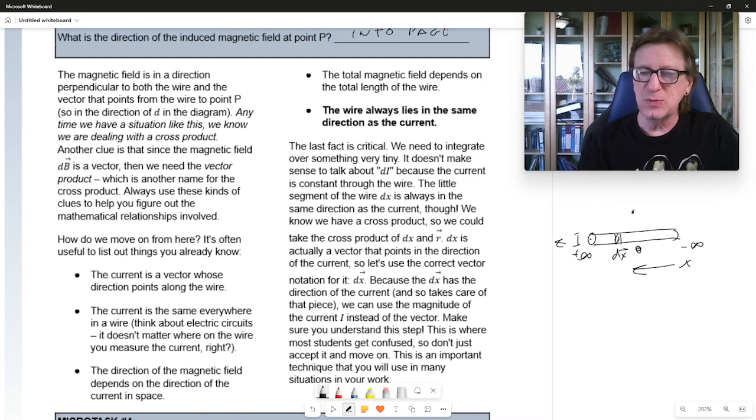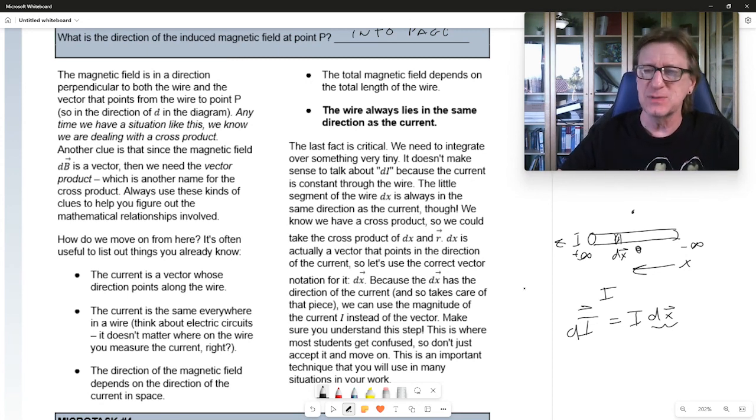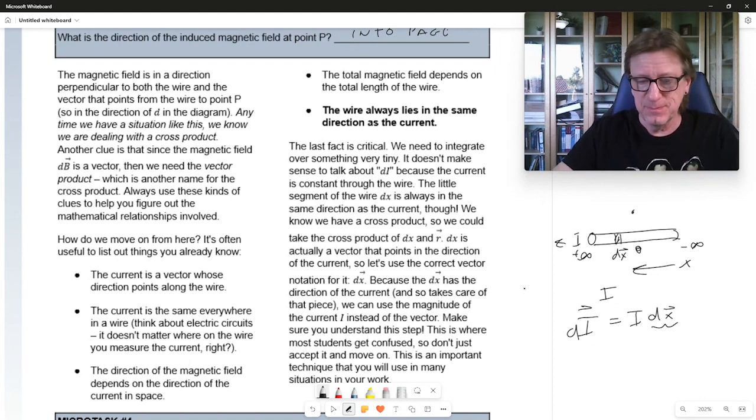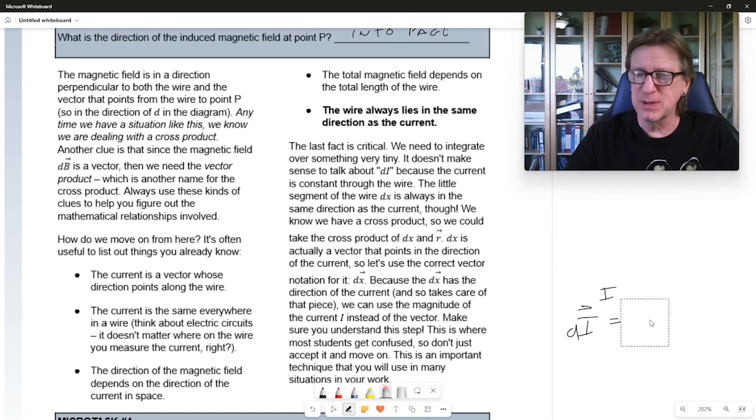And so what we can do is use the magnitude of the current I instead of the vector. So our vector I is actually going to be the magnitude, but in the direction of x, and dI, for example, if we were going to use that, would be in the direction of our x. This is kind of key to solving the whole problem. If you can't see this, then the rest of it doesn't make any sense. Remember, it doesn't make sense to integrate dI because I is constant. It's the same all the way through. You're not going to get anywhere with it. However, I can talk about an infinitesimal dx, and it happens to be in the same direction as I. So that's what we're going to do with that. All right, let's erase what we've got here.